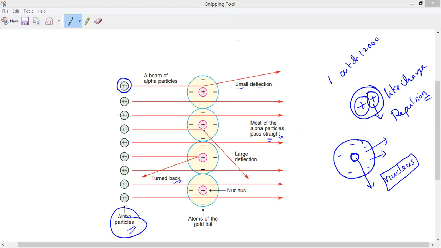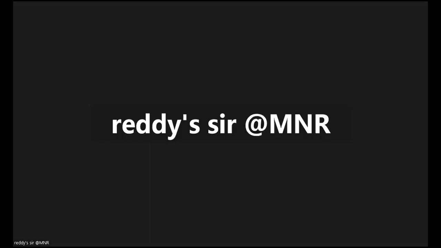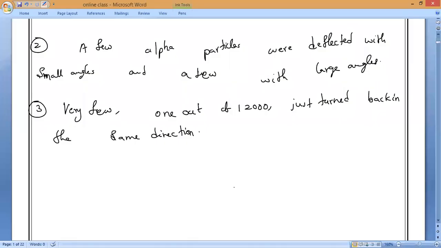This diagram you have practiced. In the exam they will surely ask you, as it is very important, so kindly focus on it. Now let us discuss the conclusions derived by Mr. Rutherford. Write it. First conclusion. So he found, what is the observation? First observation. Tell me, everybody. All of you read the first observation.